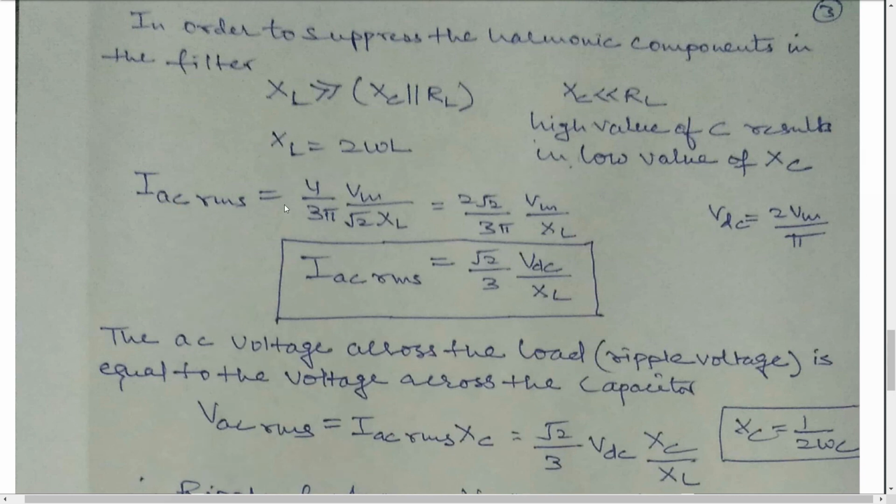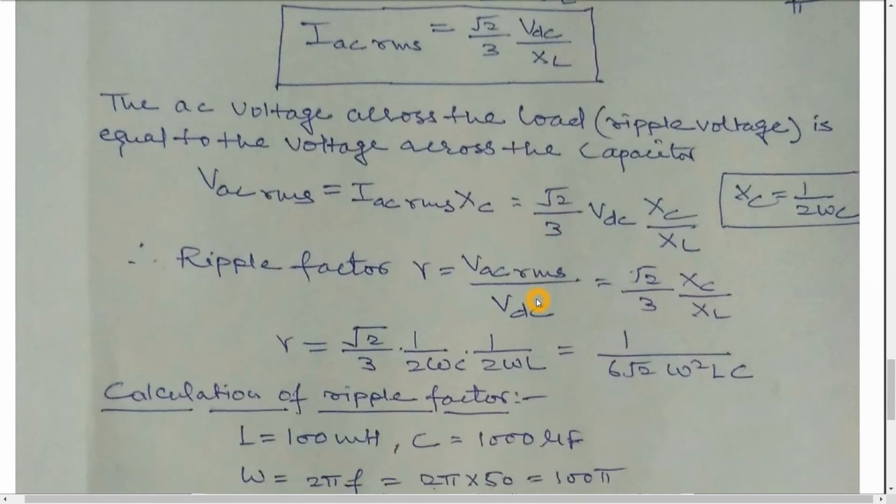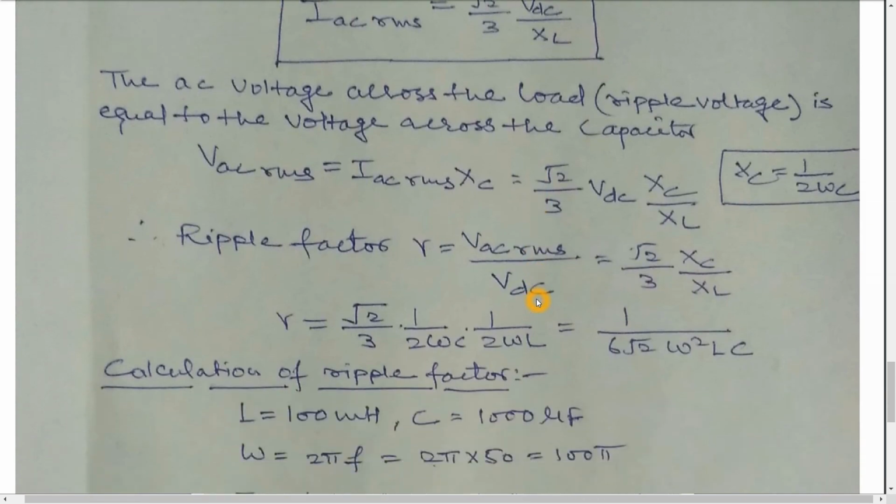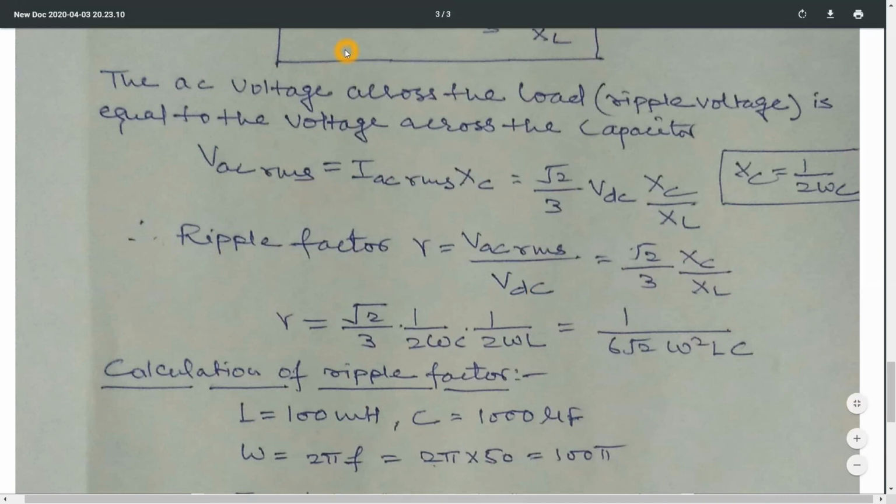Therefore, IAC RMS equal to 4 by 3 pi Vm upon root 2 XL, which is equal to 2 root 2 by 3 pi Vm by XL. Therefore, IAC RMS is equal to root 2 by 3 VDC upon XL. The AC voltage across the load, the ripple voltage, is equal to the voltage across the capacitor. Here we have obtained IAC RMS.